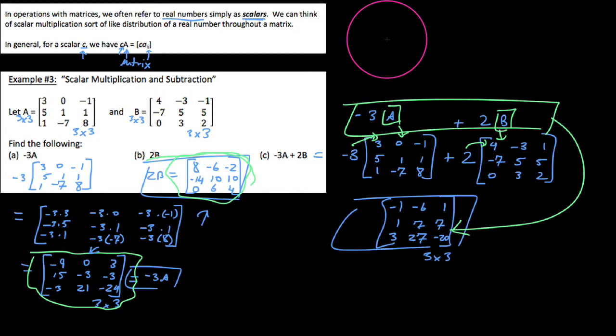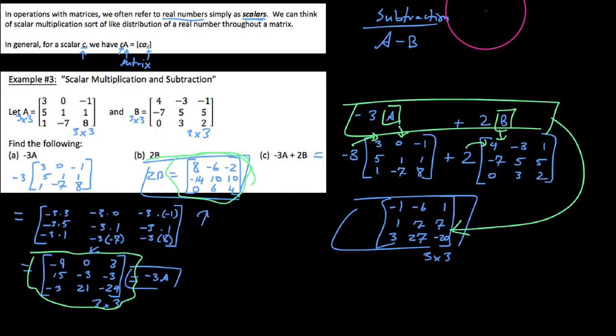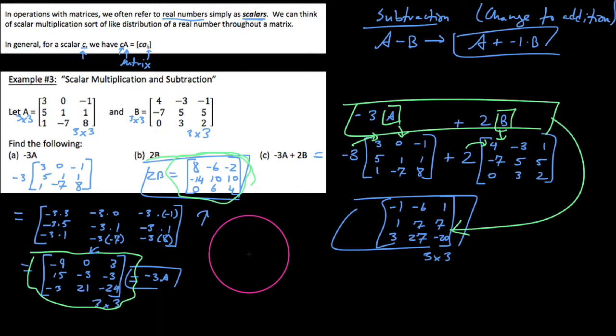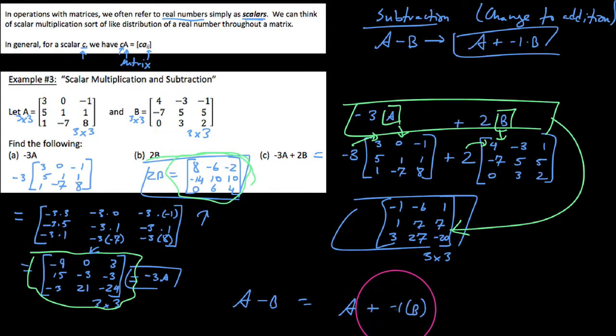The last thing I want to mention is matrix subtraction. There's no such thing as matrix subtraction, so I want to make sure everybody notes this down. When you do subtraction, we change to addition and add the opposite. Instead of A minus B, we say A plus negative 1 times B, or A plus negative B. If anybody ever says A minus B, you really just take matrix A and add it to the opposite of matrix B. It's really subtraction, but we represent it this way as a sum with a scalar multiple.